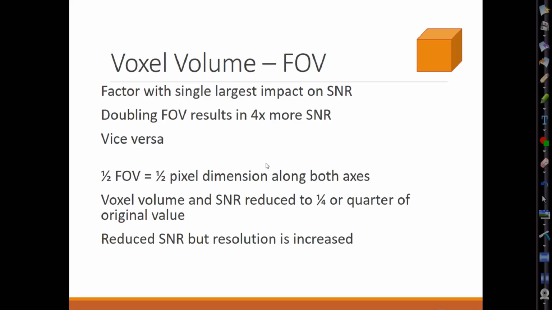If we only doubled it in the phase direction, we would only double our signal. But if we double it in both dimensions, and usually our field of view is both dimensions, we're going to quadruple our signal. But if we reduce our field of view by half, we're going to quarter our signal. So that's why they say field of view has the largest impact on our signal. Because you're not going to get another parameter that quadruples or quarters it. Most of the time it's going to be double.